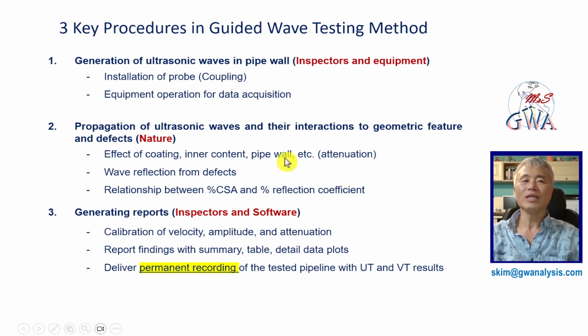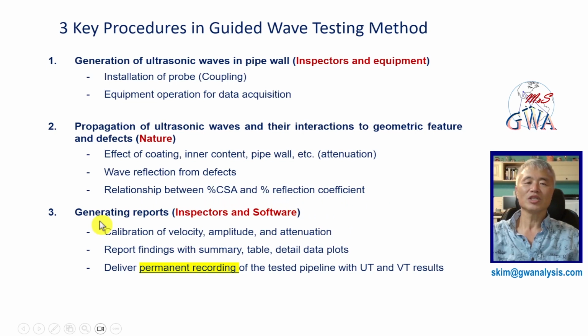phenomenon. The only thing the inspector can control is using multiple center frequencies for finding more defects and better estimating the defect size. The details are explained later with the relationship between percentage cross-section area and the percentage reflection coefficient.